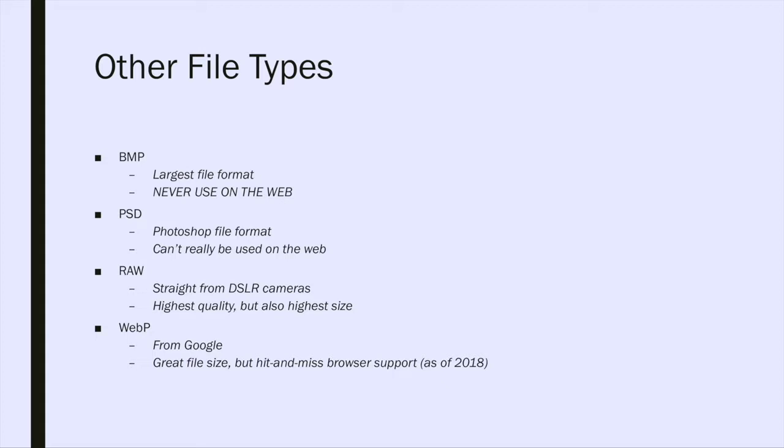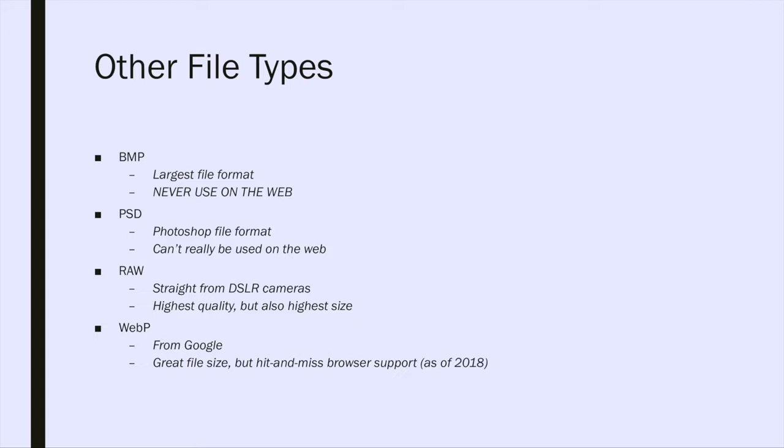And lastly, we have the WebP. It's from Google. It's sort of brand new, probably about 10 years old. It has a great file size because it does have the smallest file size with the biggest quality, but nowadays, at least in 2018, the browser support is hit and miss. Some browsers support it, some don't. A lot of the more modern ones like Google and Firefox support it, but Internet Explorer and Edge are still kind of iffy about it.